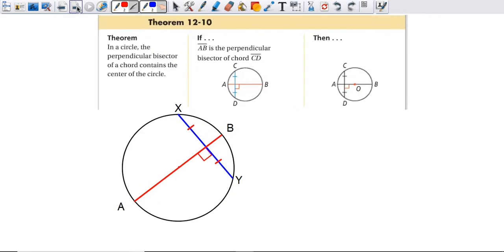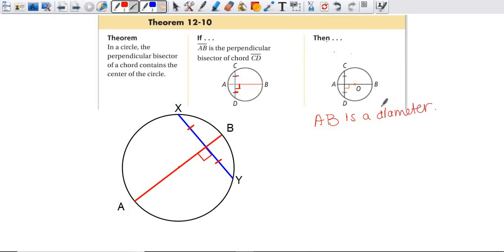In a circle, the perpendicular bisector of a chord contains the center of the circle. So all 3 of these theorems on this page all go together. You're just given a little bit of different information. So now it says that AB is the perpendicular bisector. So I know it met at a right angle and it was bisected. Then you know that AB contains the center of circle O, which basically all that says right here is that AB is a diameter. Okay?